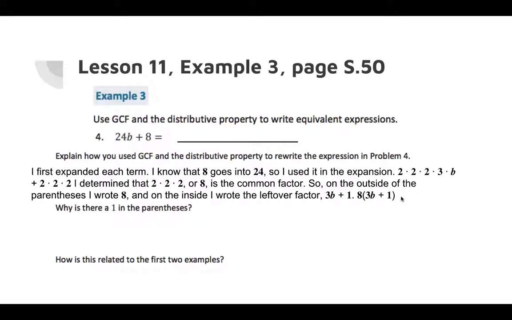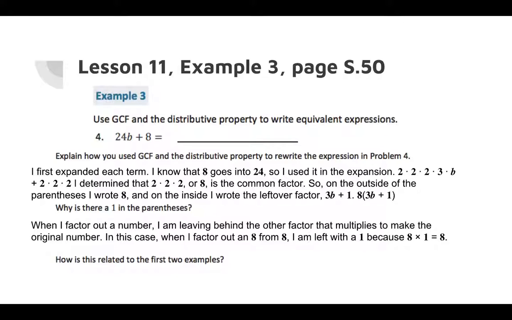You'll find you have the correct answer. Why is there a 1 in the parentheses? Think about this. Write down what you think. So there's a 1 in the parentheses because when I factor out a number, I am leaving behind the other factor that multiplies to make the original number. Because you need something in there, otherwise there's nothing to add to. In this case, when I factor out an 8 from an 8, I'm left with a 1 because 8 times 1 is 8.